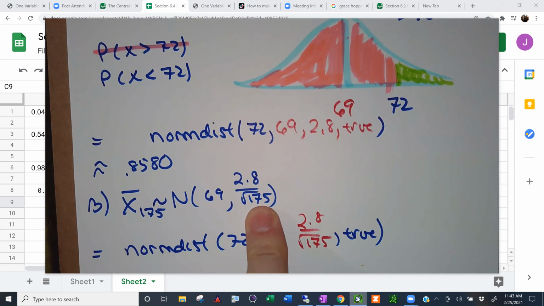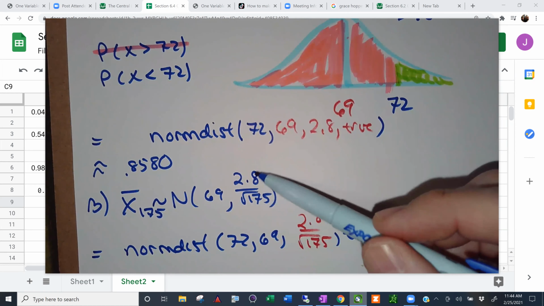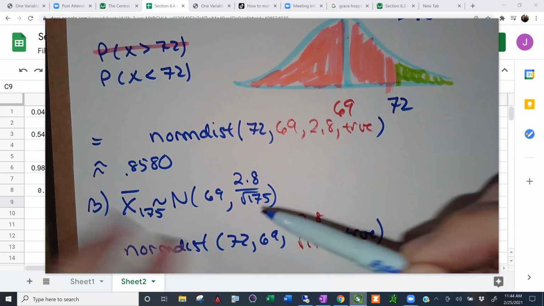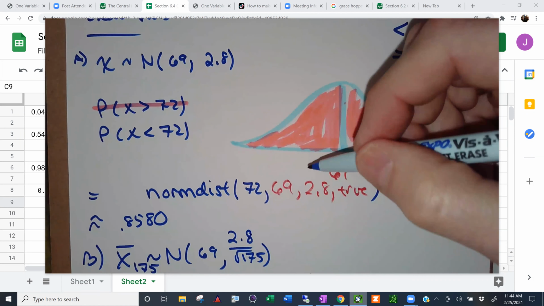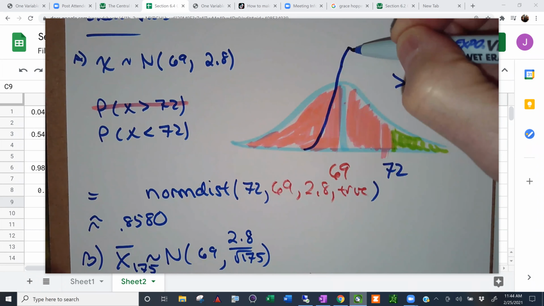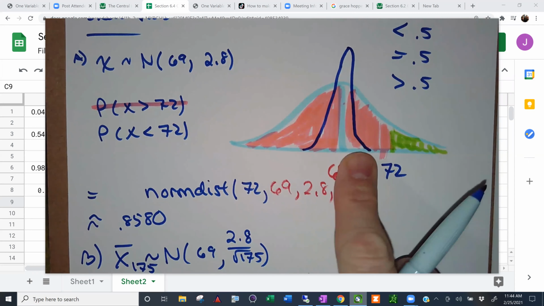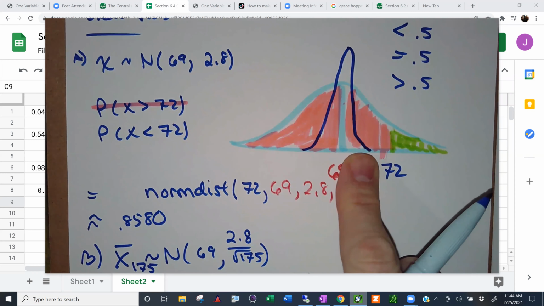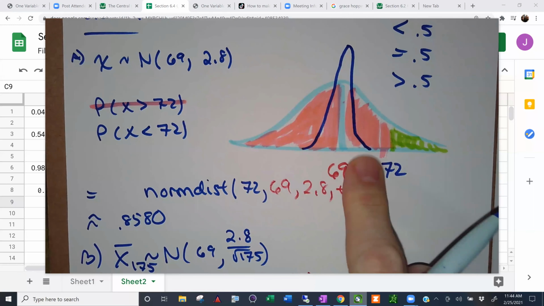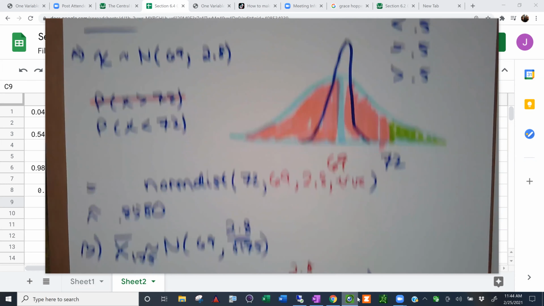175 is a pretty big sample. The square root of this is something a little bit more than 13. So 13 is going to go in there a lot of times. Or, this is a really small number compared to 13. And what's happening is that the standard deviation of our new distribution is really, really small. And the probability that for this new distribution you get something out here past 72, it just vanishes. It's just too small.